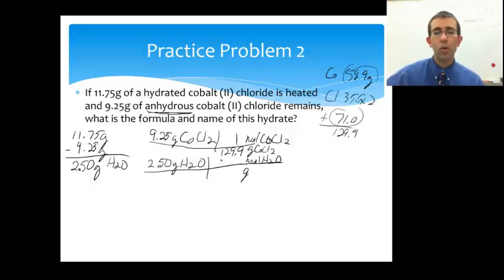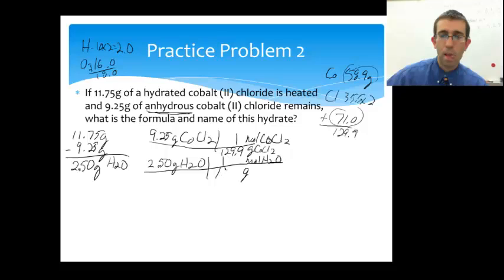For water, I'm going to do this again, but hopefully we'll start to remember this. Hydrogen is 1.0, and there's 2 of them. So this is 2.0. Oxygen is 16.0, and there's 1 of them. Add them up, we get 18.0. And that is our molar mass of our water.